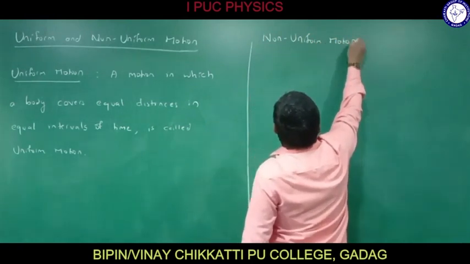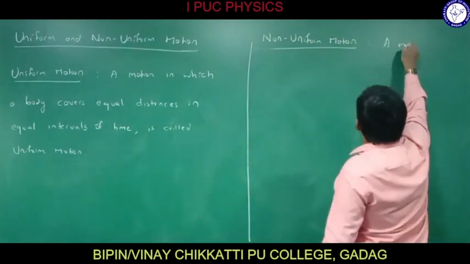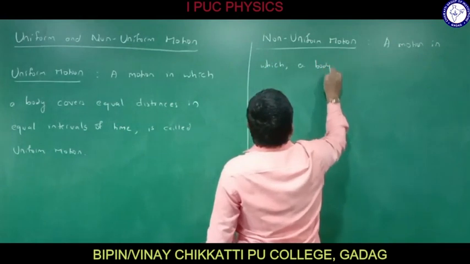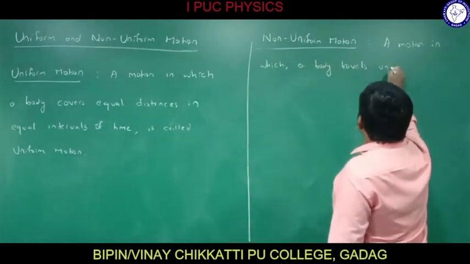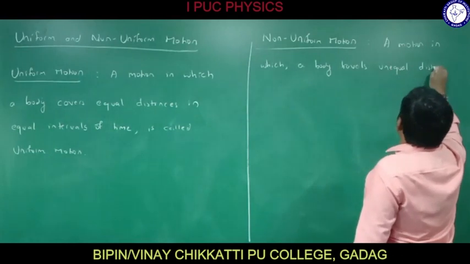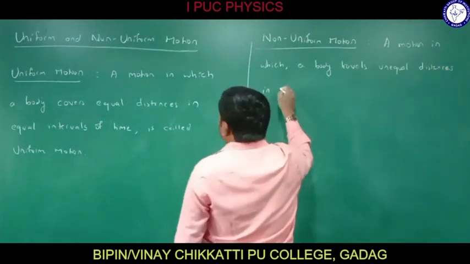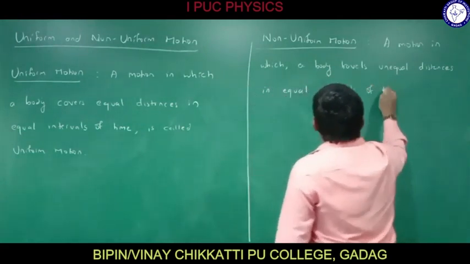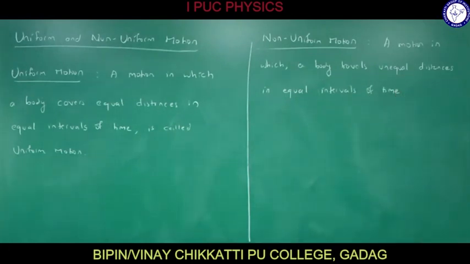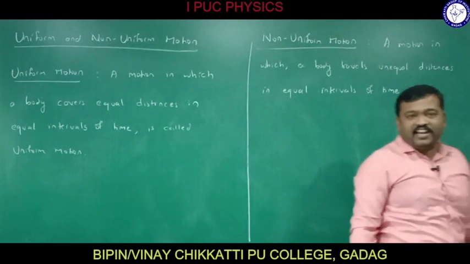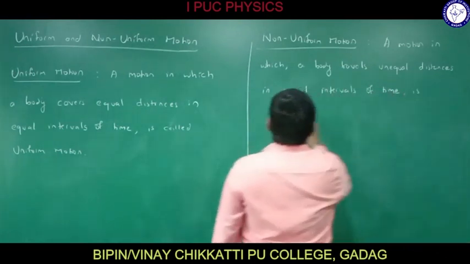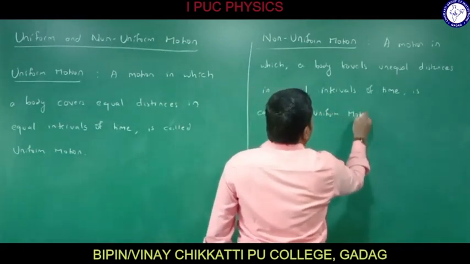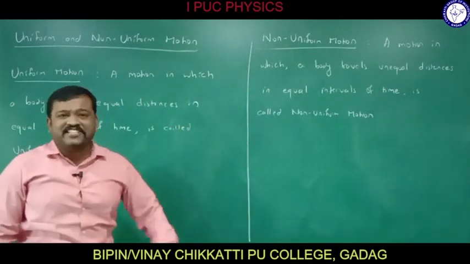Non-uniform motion is just the opposite of this, right? It is a motion in which a body travels unequal distances in equal intervals of time. A motion in which a body travels unequal distances in equal intervals of time is called non-uniform motion. A body covers unequal distances in equal intervals of time, right?